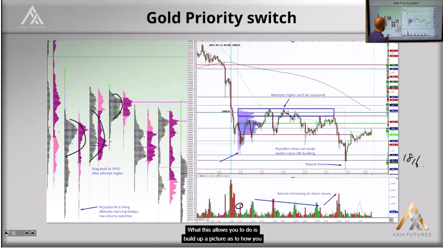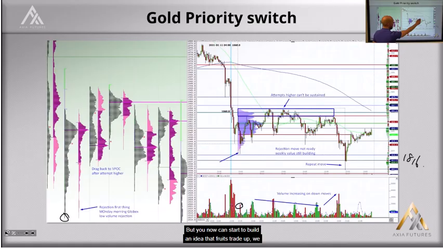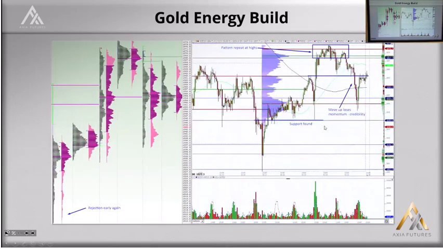What this allows you to do is build up a picture as to how you expect the market to trade on a break. What we are seeing is there are some degrees of tails being created. That one less so because it's a tail created late on in the day, so it's less of a rejection. But there are some tails being created, notably here, coming in just below 1830. But you now can start to build an idea that for it to trade up, we need to see something different here. You need to see a market put more of a drive in when you get up towards these prices, as you start coming up above 65, which is the top of that little range.